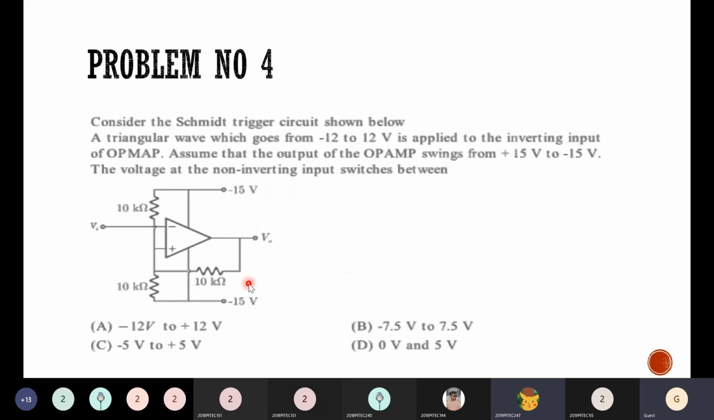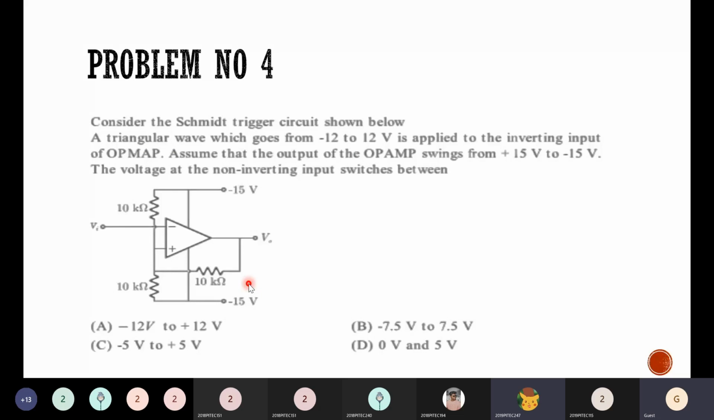A Schmitt trigger problem. Consider a Schmitt trigger with a triangular wave applied to it, varying from minus 12 volts to plus 12 volts. And the output we are assuming to swing between plus or minus 15 volts, because for Schmitt triggers and comparators, the output will be only between the saturation levels, is it not? Plus Vsat to minus Vsat.